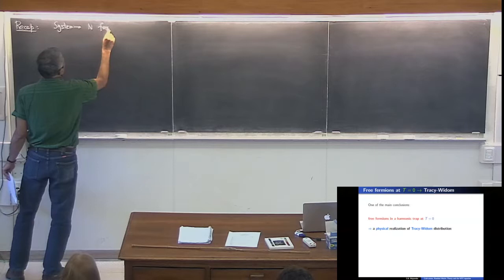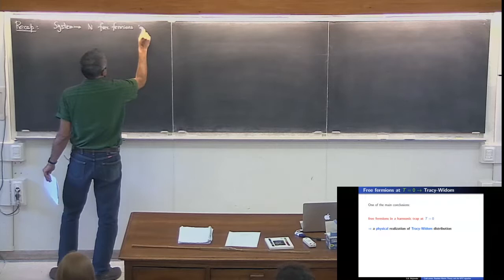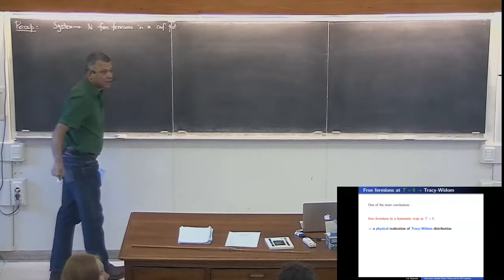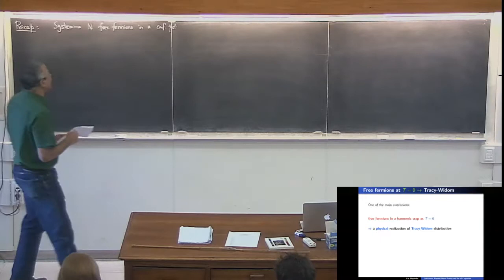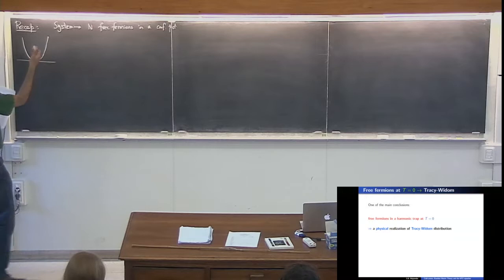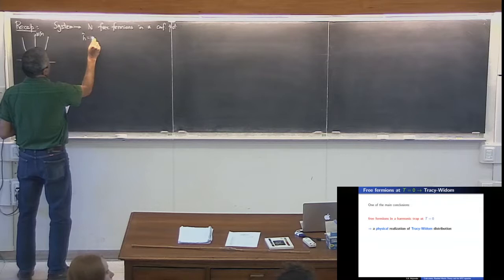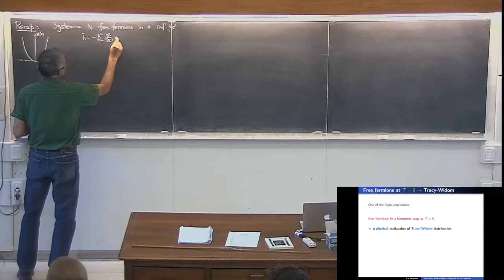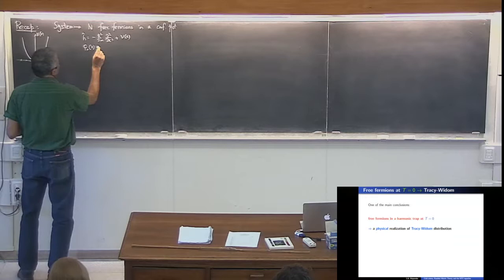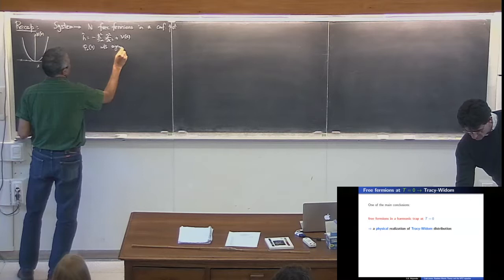So N free fermions, free means non-interacting, in a confining potential. So we have this confining potential, and I was discussing in 1D, but you can easily generalize to higher dimensions. So there is a confining potential, and we have this bunch of fermions sitting in this potential, right? And so the single particle Hamiltonian was just... which has these eigenfunctions, phi k(x), with eigenvalues epsilon k, which are these discrete energy levels.